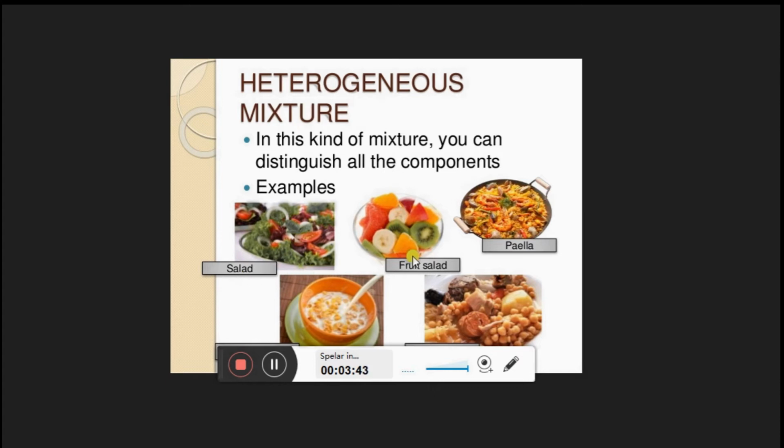Similarly, in a fruit salad, everything is visible. You can easily distinguish what the components are. Similarly, other food items also, as you can see here. So this is the heterogeneous mixture. That means whatever components are there, you can easily distinguish them and they are easily visible from outside.